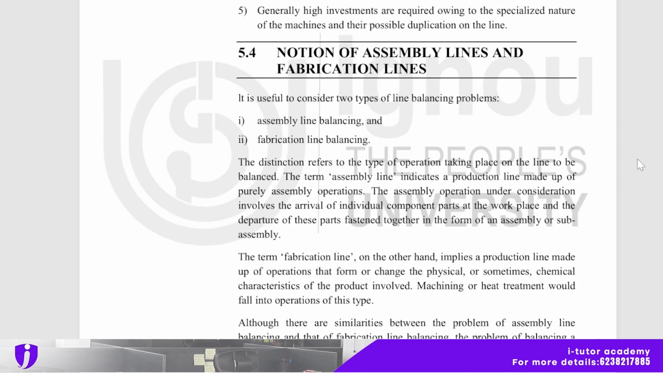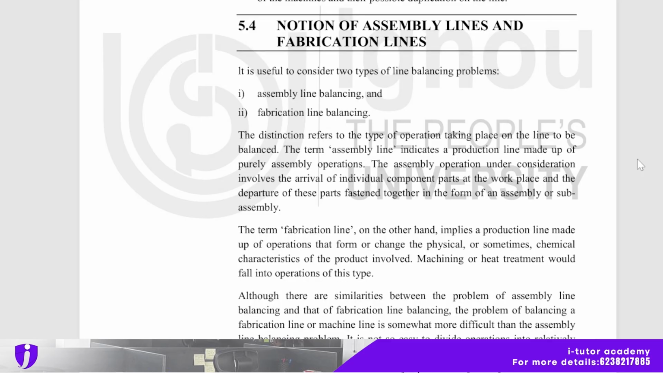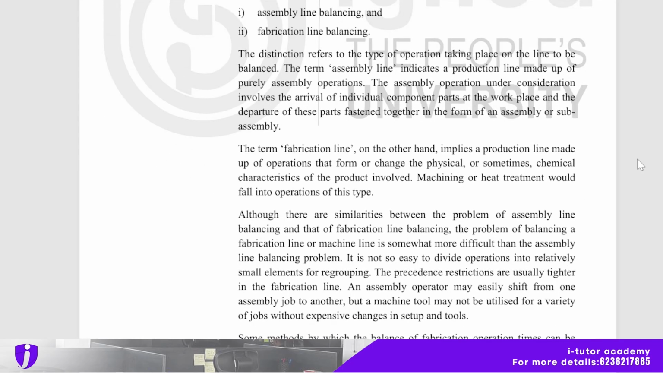And next is the notion of assembly lines and fabrication lines. It is useful to consider two types of line balancing problems: assembly line balancing and fabrication line balancing. The distinction refers to the type of operation taking place on the line to be balanced. The term assembly line indicates a production line made up of purely assembly operations. The assembly operation under consideration involves the arrival of individual component parts at the workplace and the departure of these parts fastened together in the form of an assembly or sub-assembly.